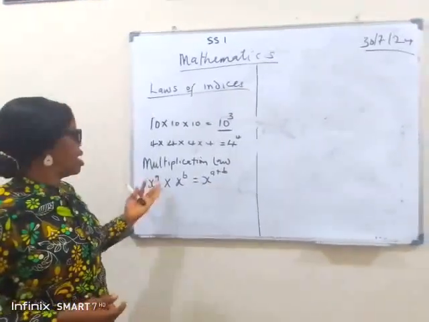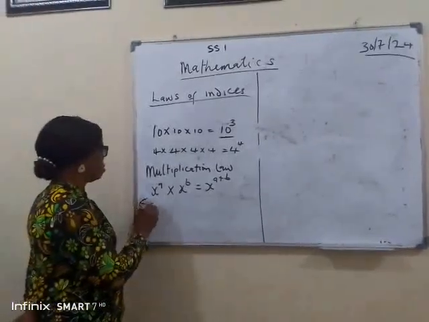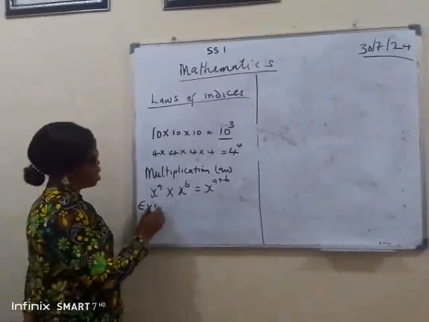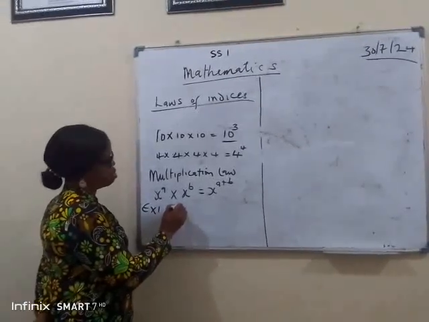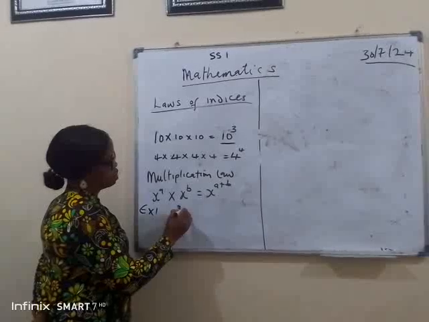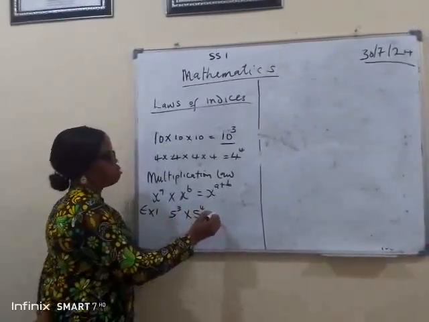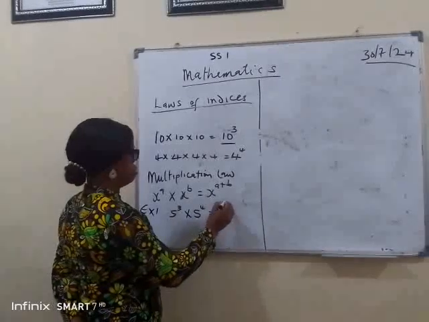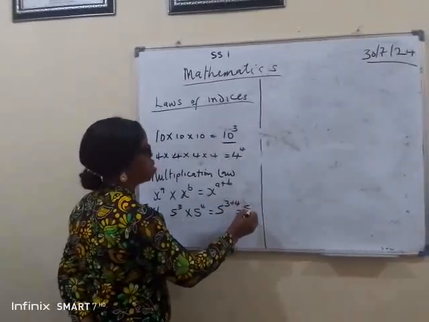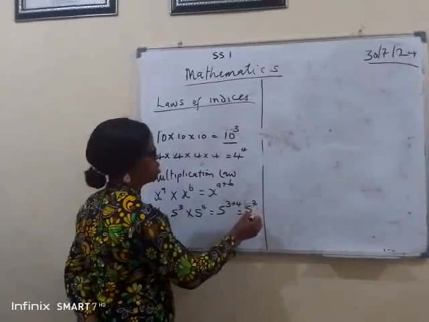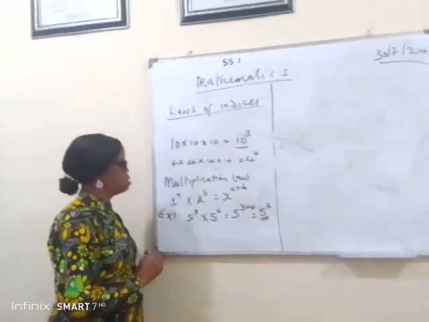Now, let's have some examples. Example 1. I have 5 to power 3 multiplied by 5 to power 4 is equal to 5 to power 3 plus 4, which is 5 to power 7. That is what it means, applying the same law.